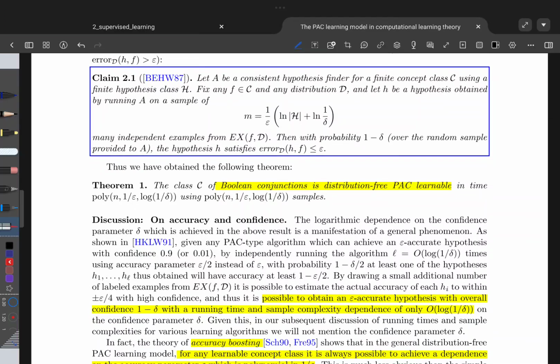And since the algorithm that I just described earlier achieves zero empirical risk and can also be done computationally efficiently, this class of Boolean conjunctions is PAC learnable in time that is polynomial in n and 1 over epsilon and log 1 over delta. And the number of samples required is also polynomial in n, 1 over epsilon and log 1 over delta.